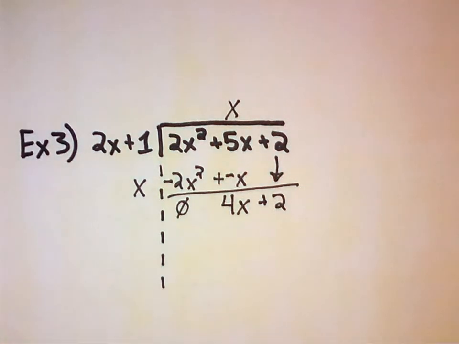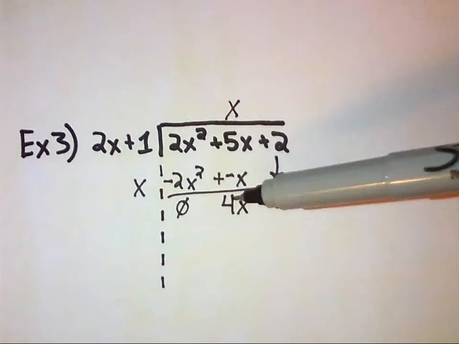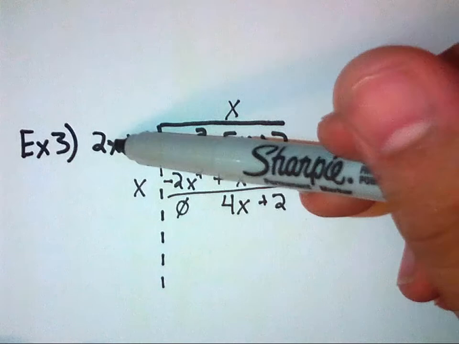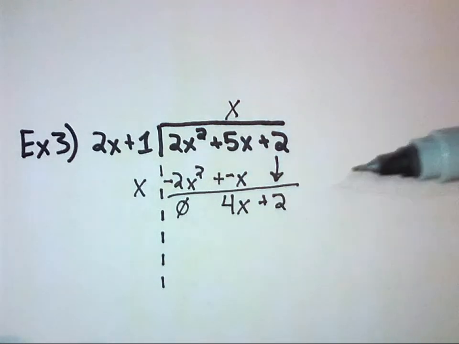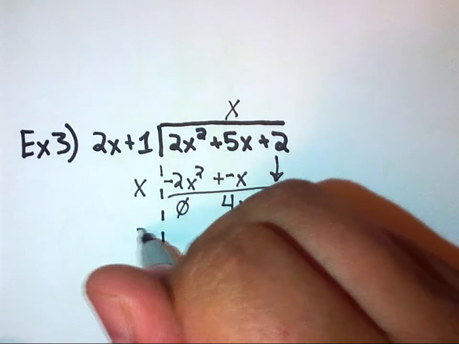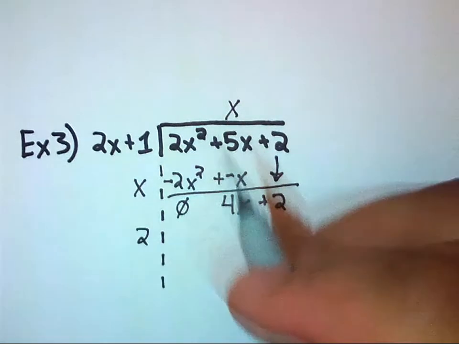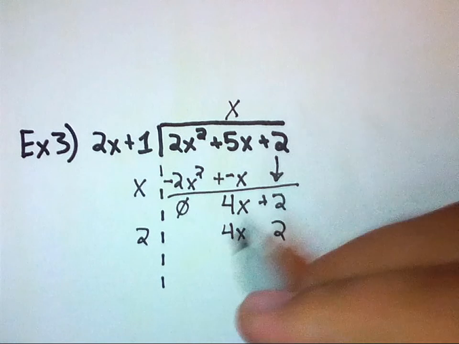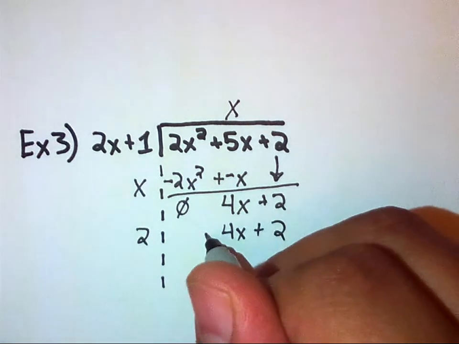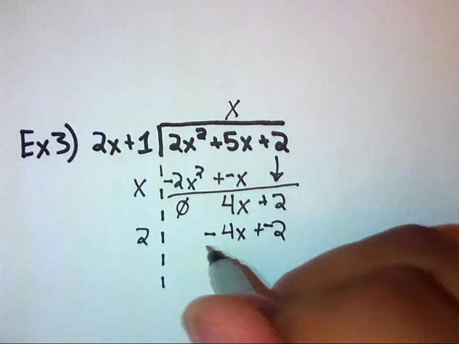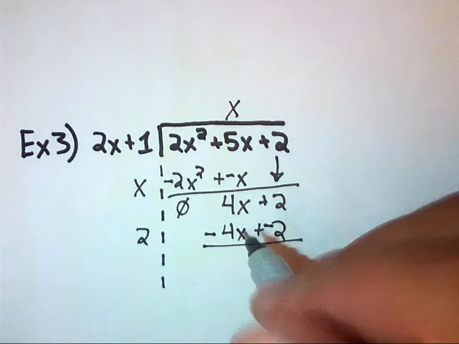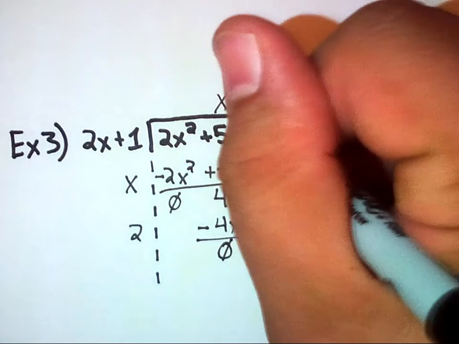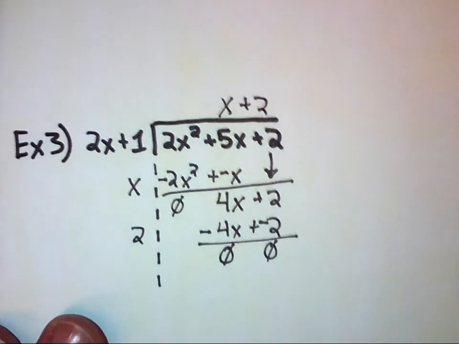All right, so now I need to make 2x look like 4x. Well, again, x is already set up. I'm good. I don't have to do that. But 2 needs to become a 4. Well, that's actually pretty easy. You just multiply it by 2. So 2x times 2 becomes 4x, and 1 times 2 becomes 2. And again, we are subtracting. So all the signs flip around. So when I clean this up, 4x minus 4x cancels out, and 2 plus negative 2 also cancels out. So we are left with the answer of x plus 2.